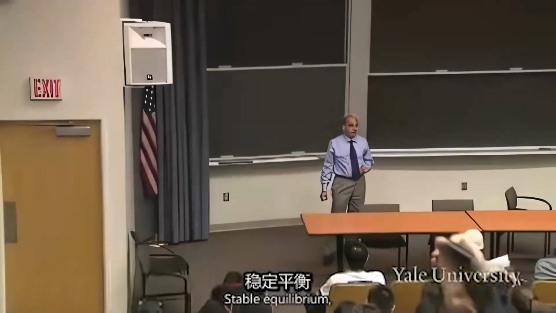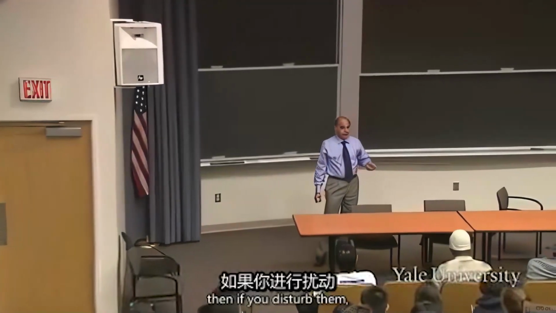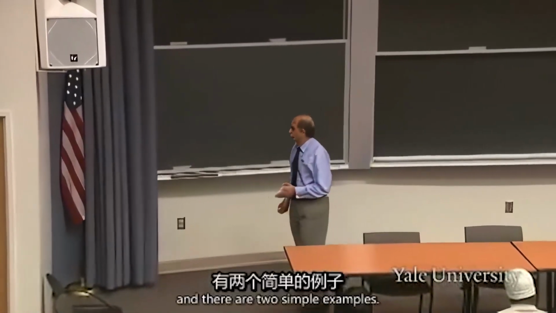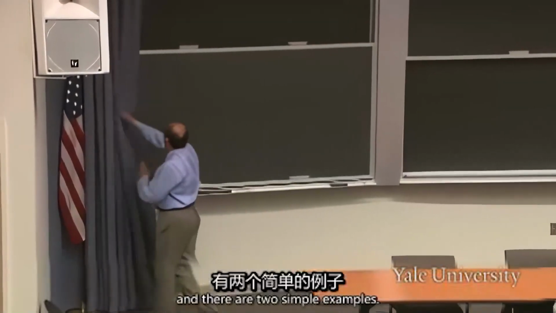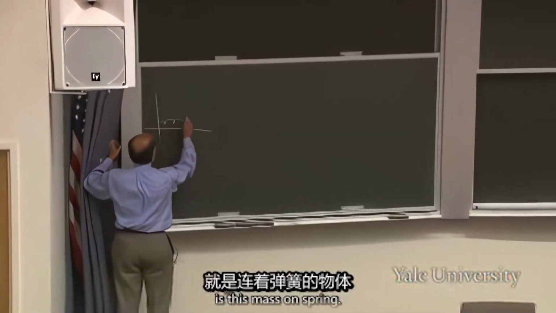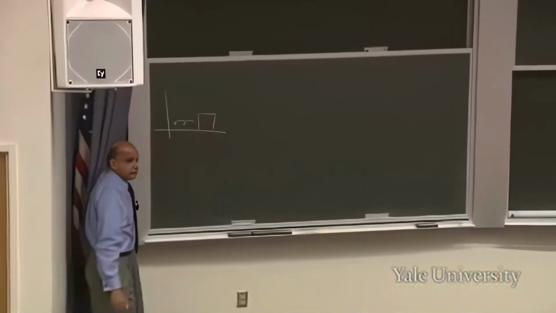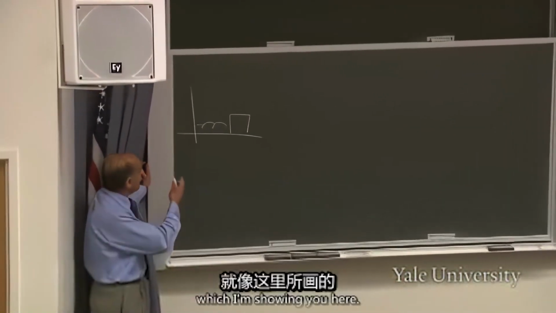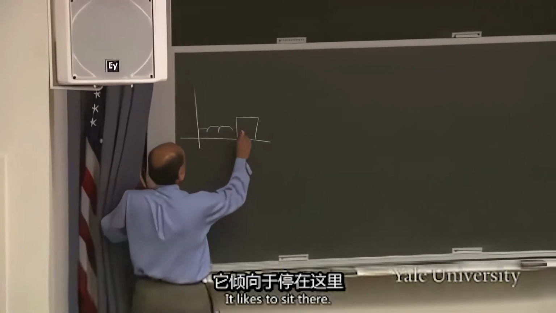Stable equilibrium, then if you disturb them, they rock back and forth. And there's two simple examples. The standard textbook example is this mass and spring. This spring has a certain natural length, which I'm showing you here. It likes to sit there.